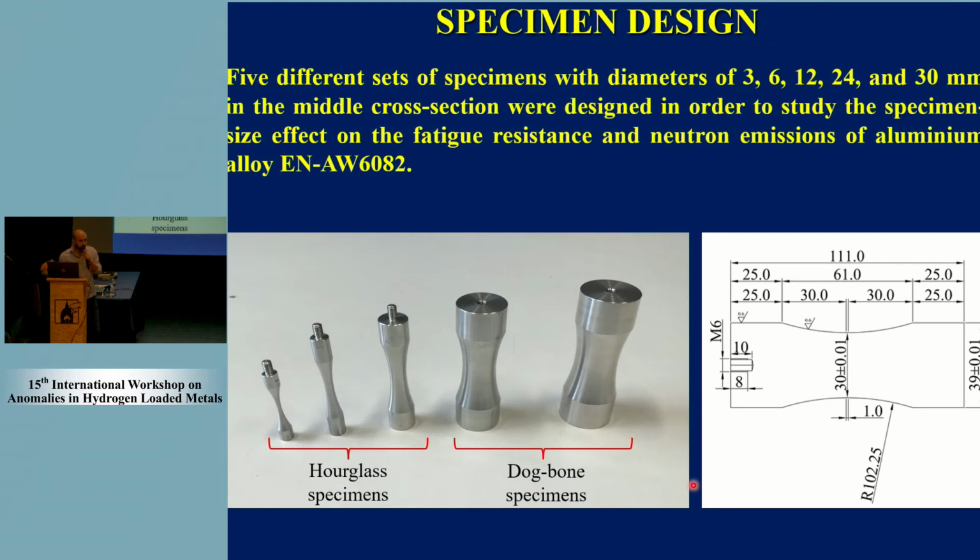Then, in order to investigate the specimen size effects, both on the fatigue resistance and the neutron emissions, five different sets of aluminum alloy samples were tested. The diameters in the middle cross section were 3, 6, 12, 24, and 30 millimeters.